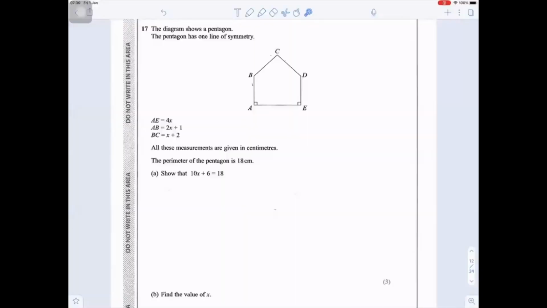The diagram shows a pentagon. The pentagon has one line of symmetry.